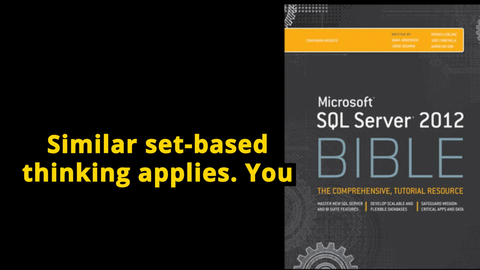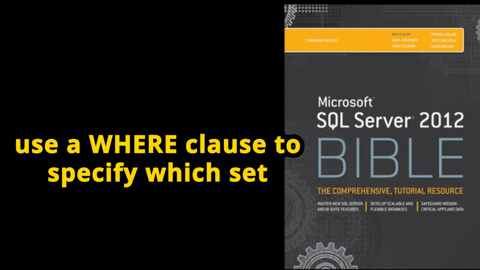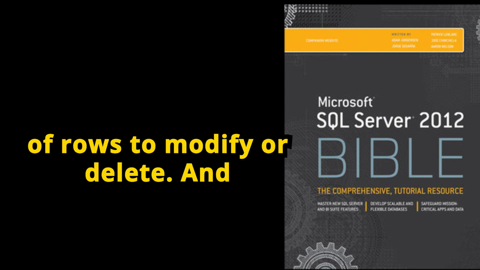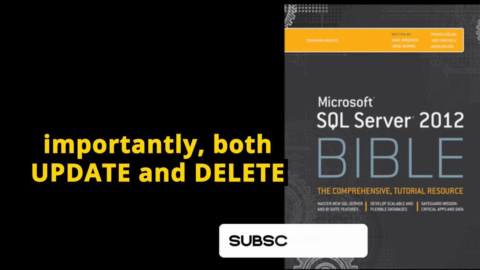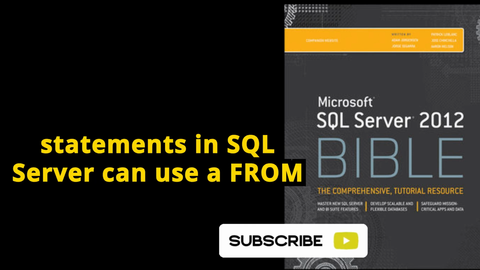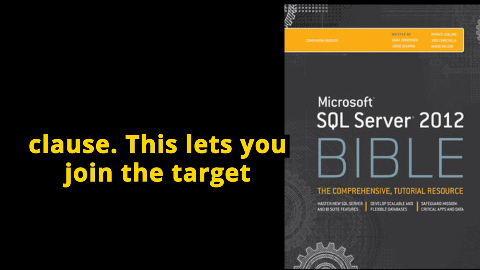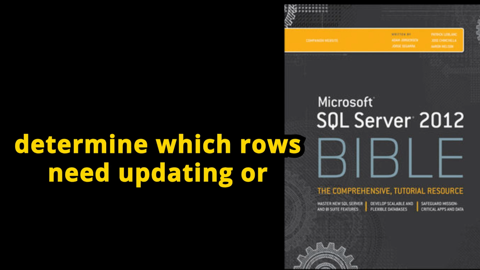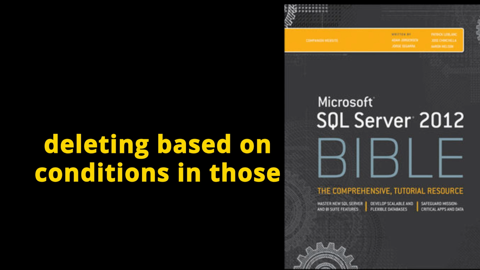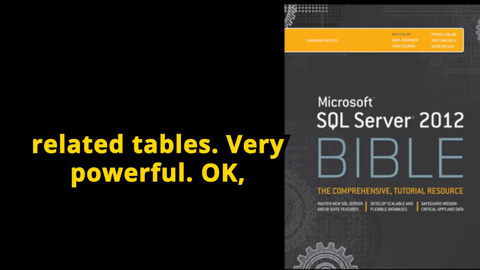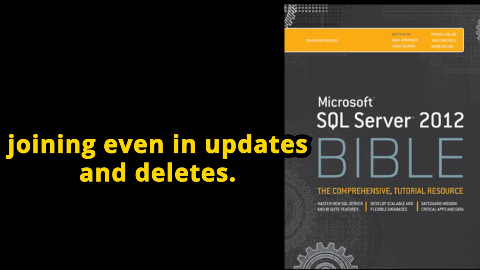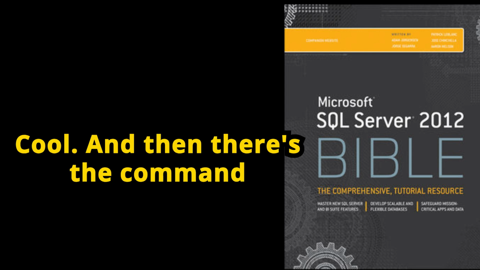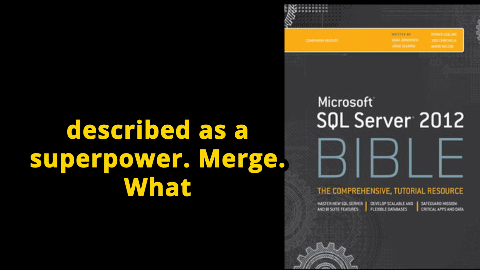Similar set-based thinking applies. You use a WHERE clause to specify which set of rows to modify or delete. And importantly, both UPDATE and DELETE statements in SQL Server can use a FROM clause. This lets you join the target table to other tables to help determine which rows need updating or deleting based on conditions in those related tables. Very powerful. Okay, joining even in updates and deletes. Cool. And then there's the command described as a superpower, MERGE.